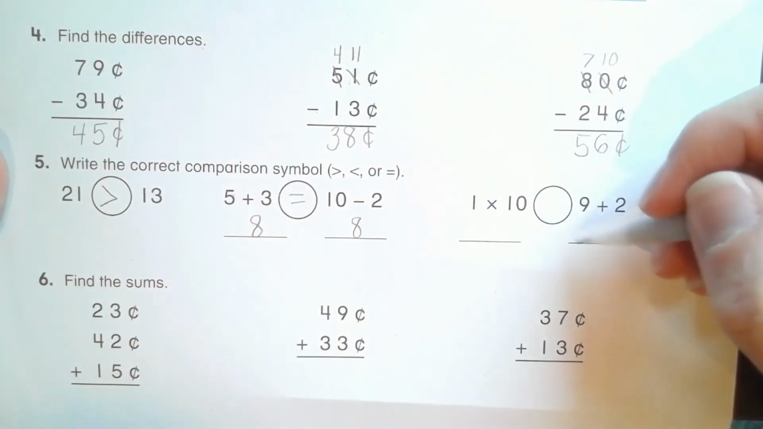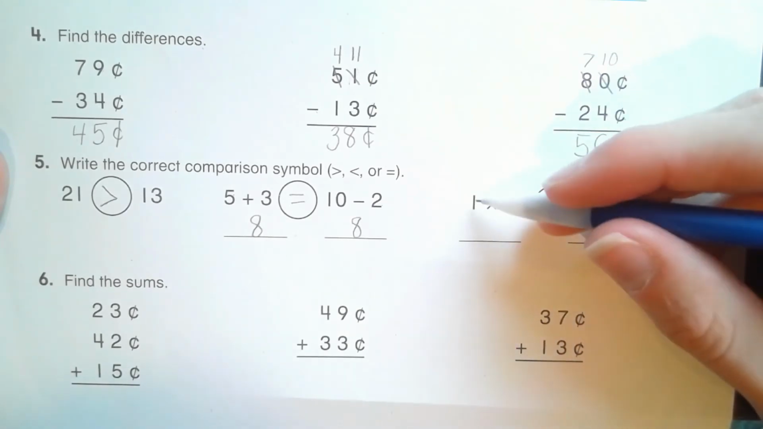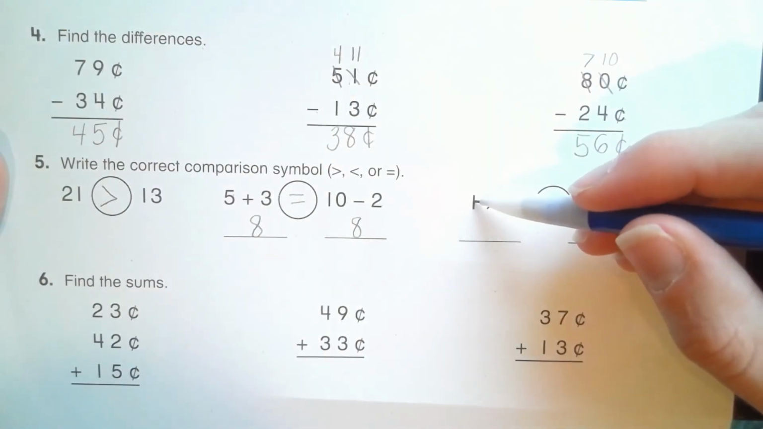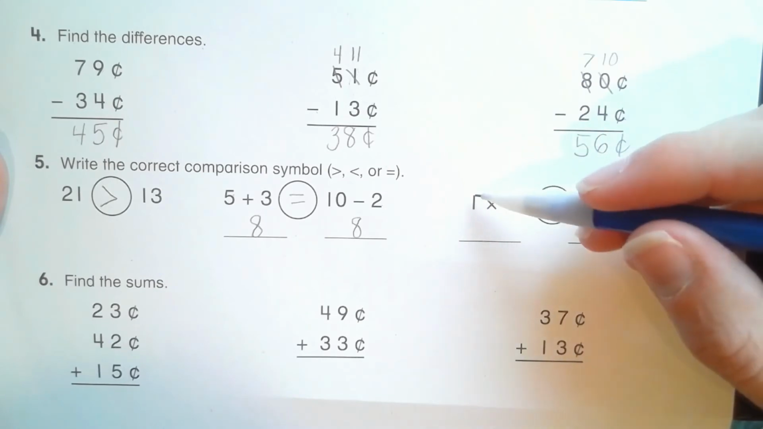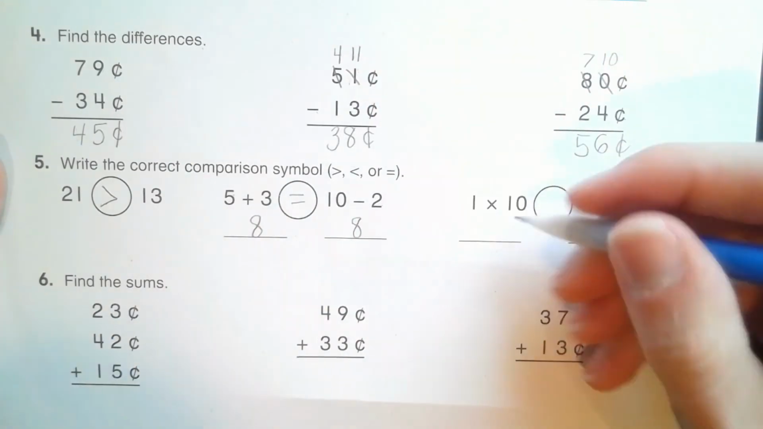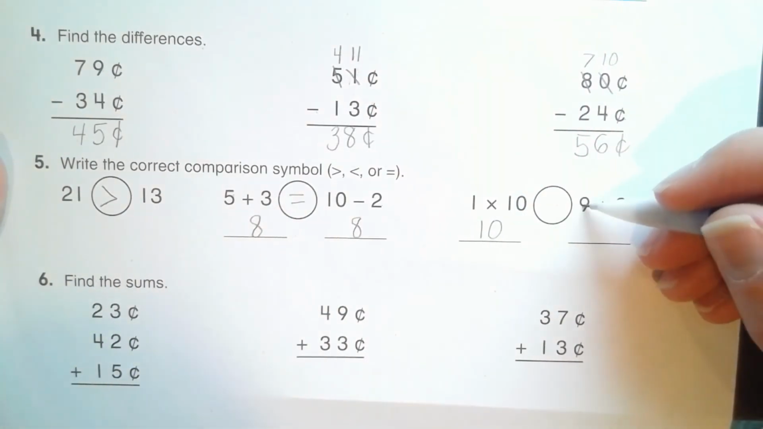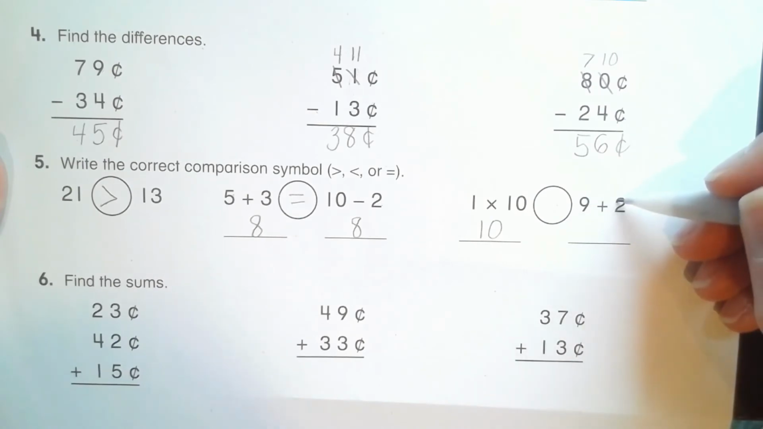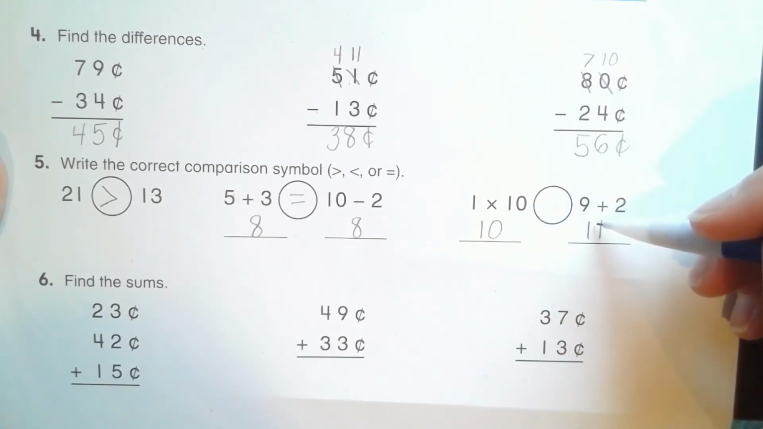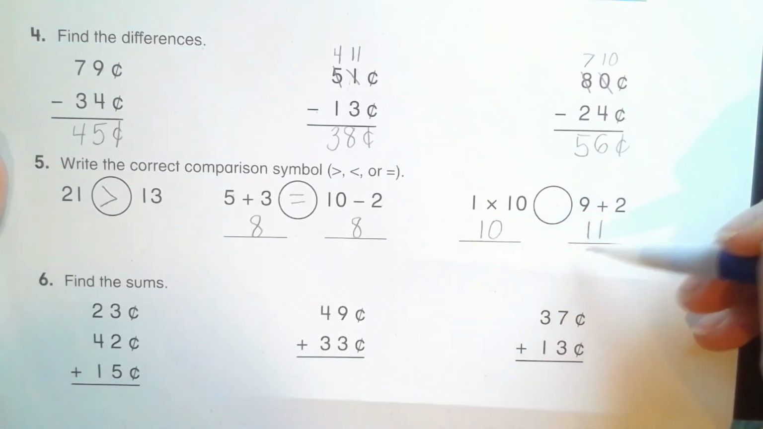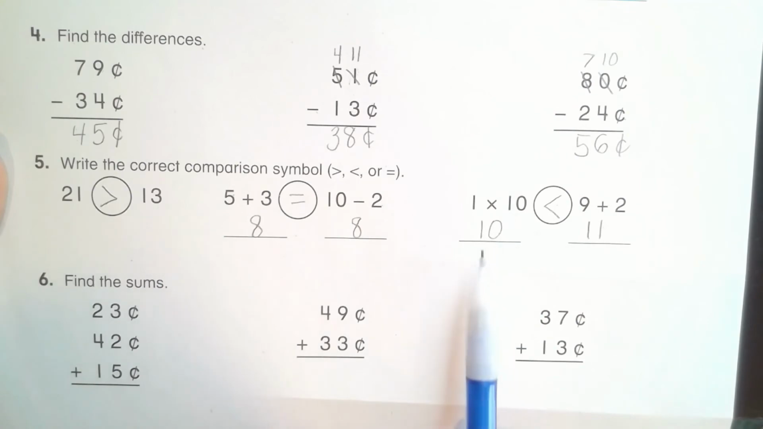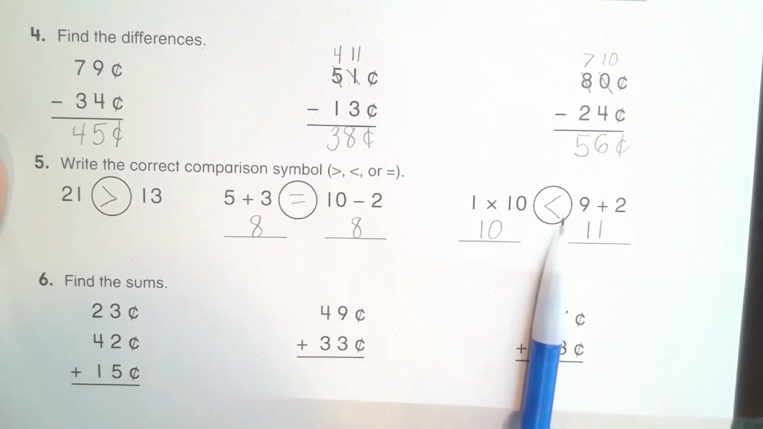And over here, again, we're missing the symbol in the middle, so we need to solve both sides to see which symbol to use. Ooh, multiplication. If we have 1 times 10, or one group of 10, that means we count to 10 one time. 10. The answer is 10. What if we have 9 plus 2? 9, 10, 11. Are these the same? No. Which one's bigger? Good, the 11's bigger, so our symbol faces the 11. We'll read that as 10 is less than 11.